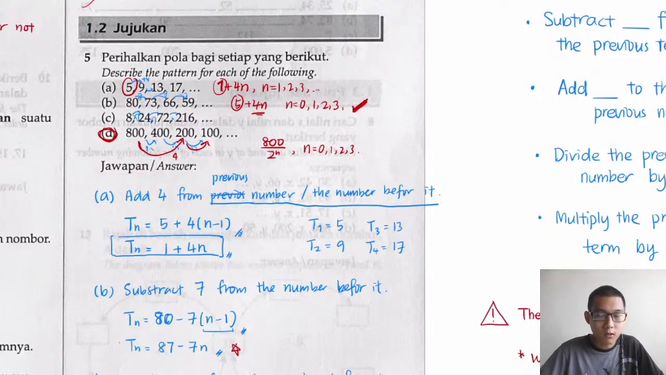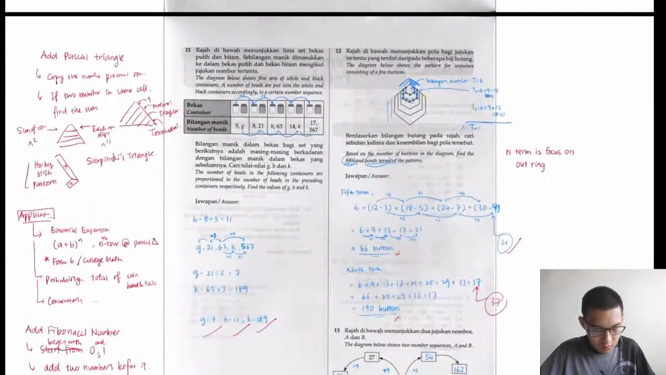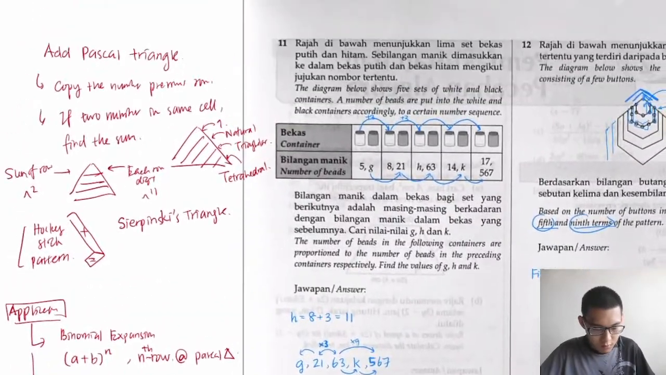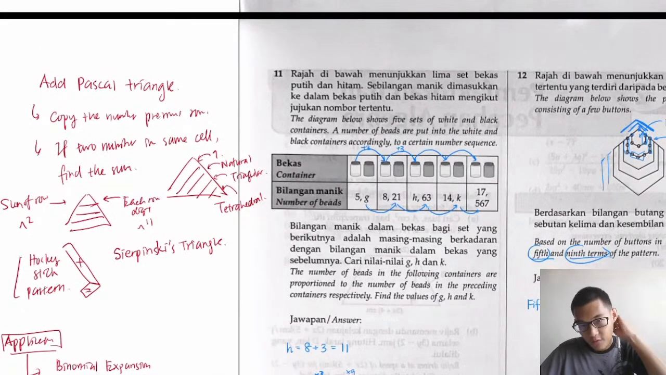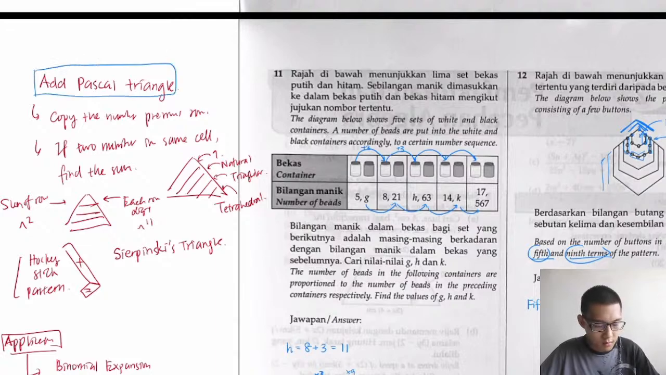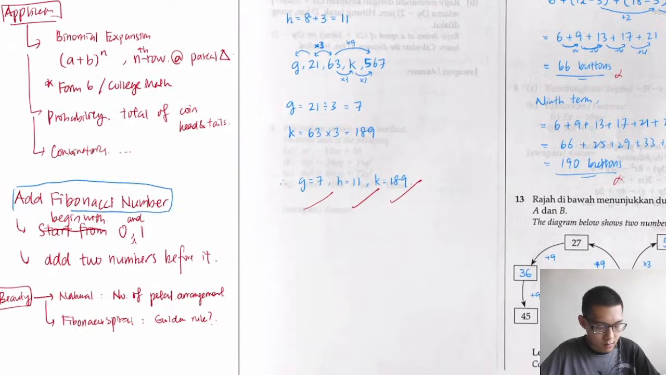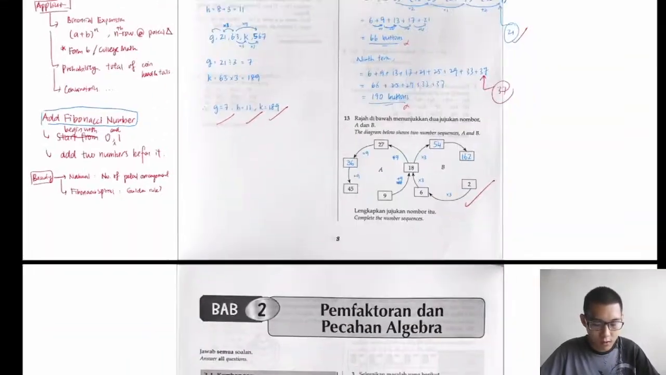Okay, so I will stop here and continue to chapter 2. But from chapter 1 we also try to review this Pascal triangle and Fibonacci number if possible, because in the textbook we also learn them. So these two you can try to understand.